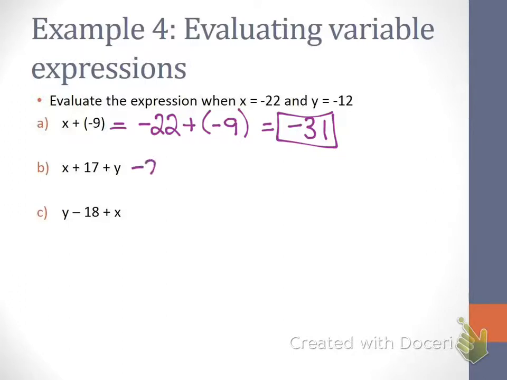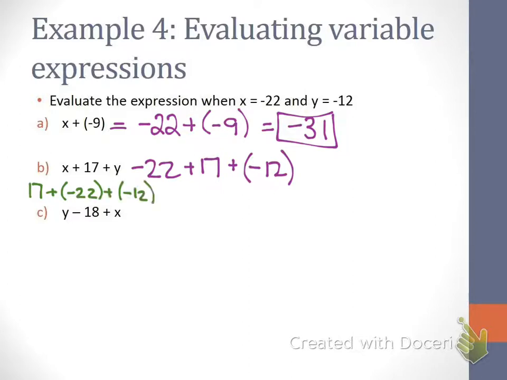Now I have negative 22 plus 17 plus negative 12. So what did I say is the first thing you do when you're adding 3 or more numbers? Group them. Okay, so I've got 17 plus negative 22 plus negative 12. What can I simplify? 22 and the 12 I can add and keep to make what? 34? Negative 34.